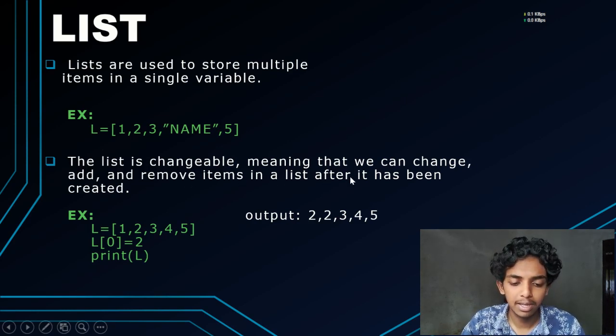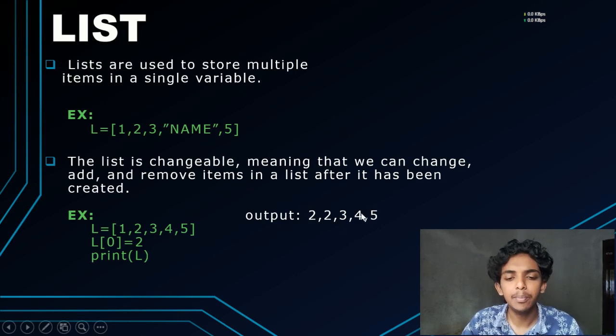So here we can see an example. 1 2 3 4 5, this is a list, and L of 0 is 1. L of 0 is changed to 2, so the 1 will be changed to 2. So print L, the output will be 2 2 3 4 5.